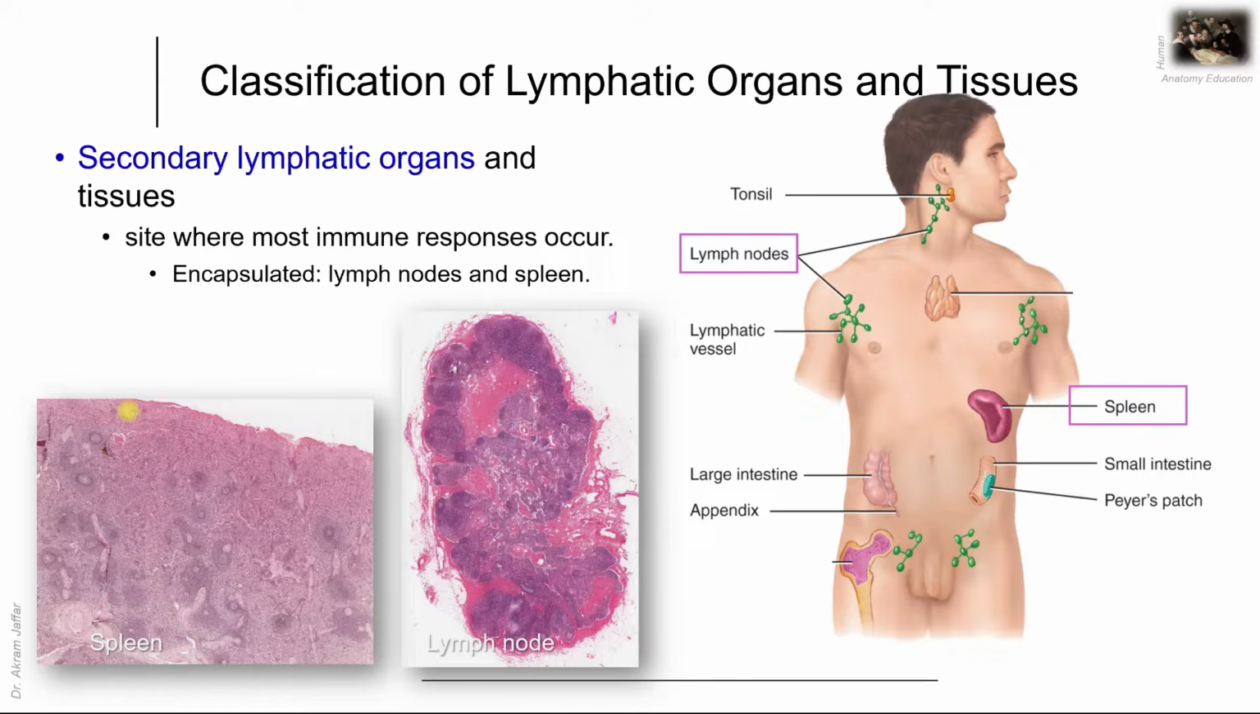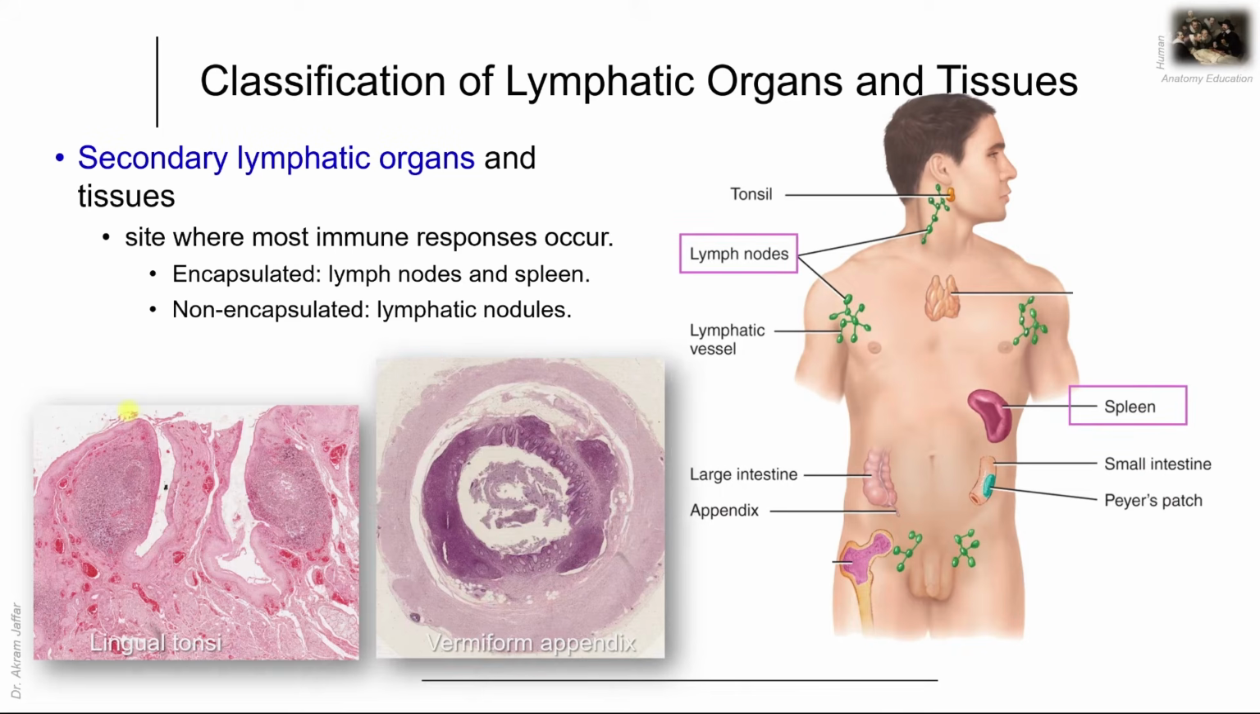So these are encapsulated secondary lymphatic organs, and then we have the non-encapsulated ones, and they are called the lymphatic nodules, like those nodules that are present underneath the mucous membrane of the posterior third of the tongue, called the lingual tonsil. These are the lymphatic nodules that are present in the submucosa and the mucosa of the appendix. Well, they are non-encapsulated in that they are not covered by a connective tissue capsule.